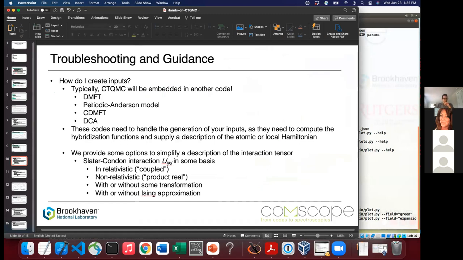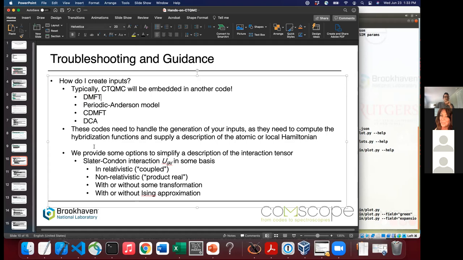So I think a useful thing to do now is just to talk about a little bit of troubleshooting and guidance. So how do you actually create these inputs? Usually you need to write your own DMFT code. Or if you're using Comm Suite, it's going to generate most of these for you. You'll probably just have to select a few parameters, which Song will talk about. But it's actually not too hard to create your own DMFT code just for a simple Hubbard model. So if you want to get into this, this is a good practice, writing for a simple Hubbard model and using this input file as an example.